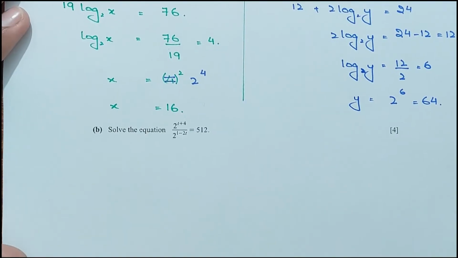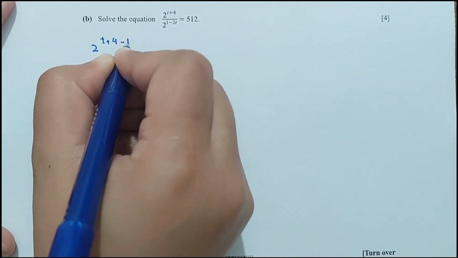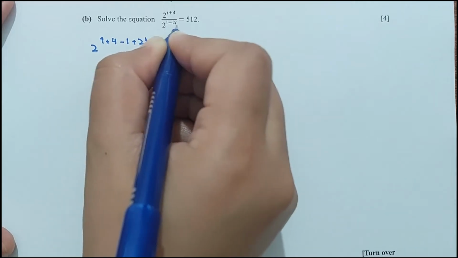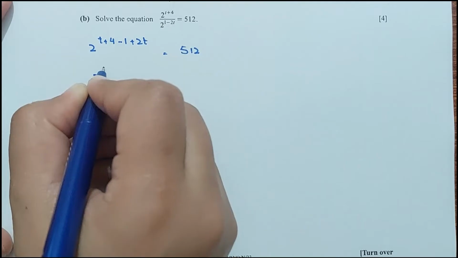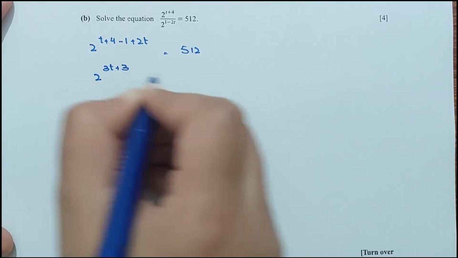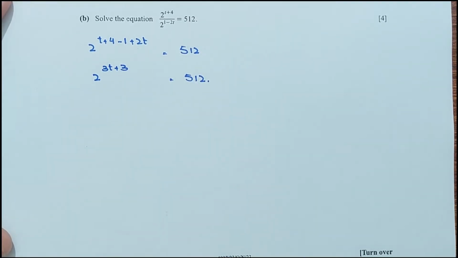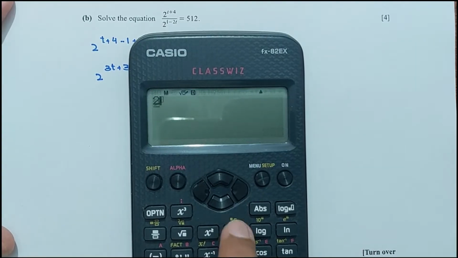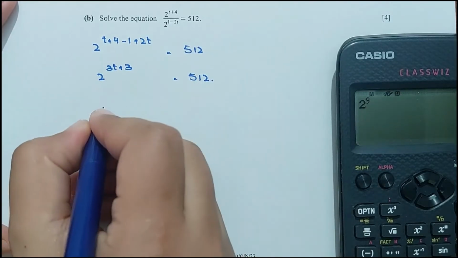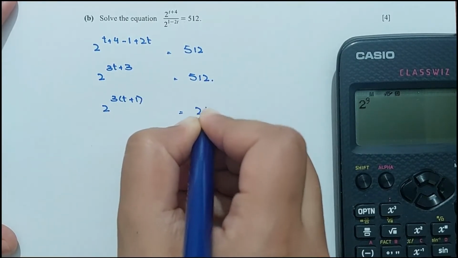Now for part B, solve the equation. Let me simplify this first. 2 power t plus 4, and minus 1 and plus 2t. Switching the power of the denominator, this is 512. So 2 to the power of 3t plus 3 is equal to 512. What is 512 as a power of 2? 2 to the power 9 is 512. Okay, 2 to the power 3 is common, t plus 1. This is 2 to the power of 9.